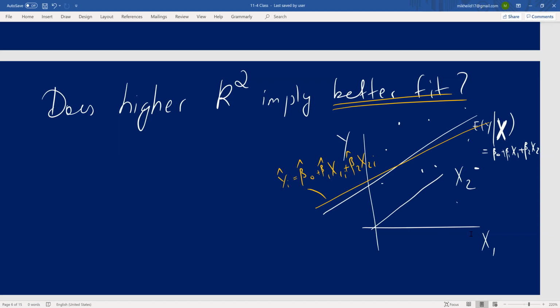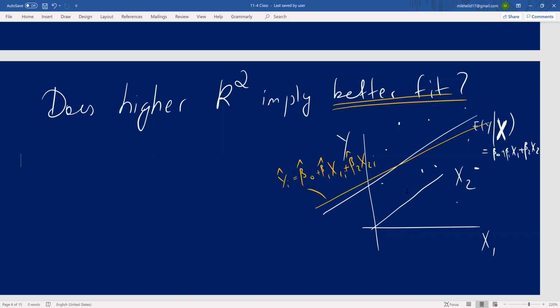But the thing is, we don't know the true line, but still we can say with some certainty that our estimated line is closer to the truth. So higher R squared means that this estimated line is closer. Higher means closer to the true line.